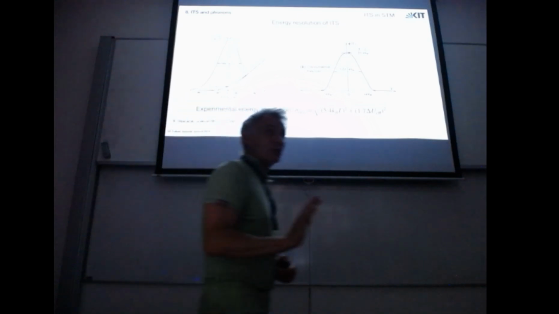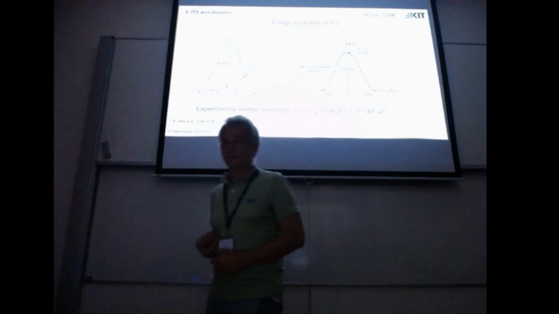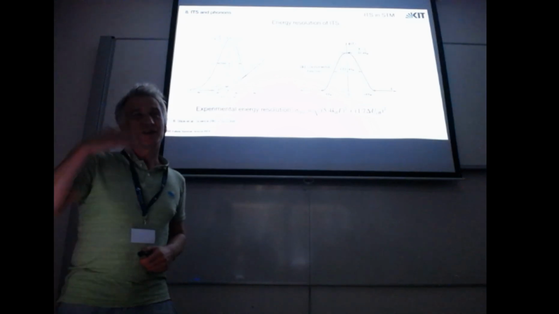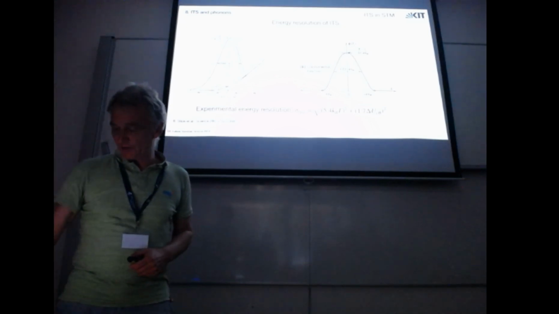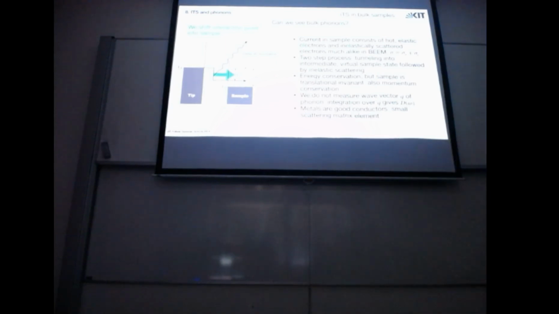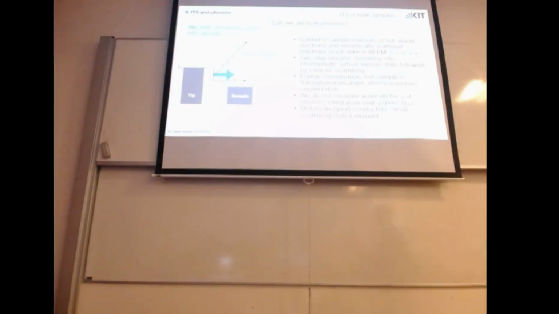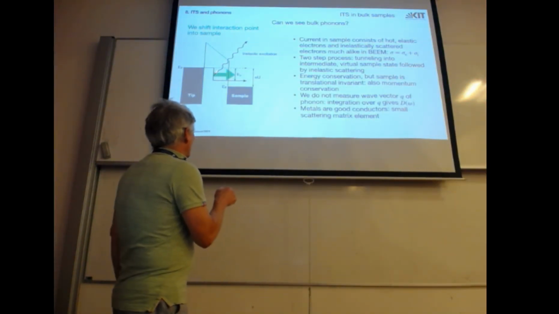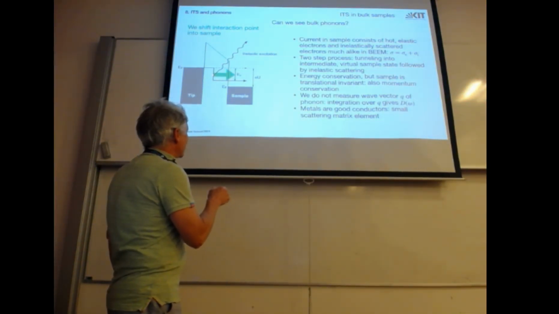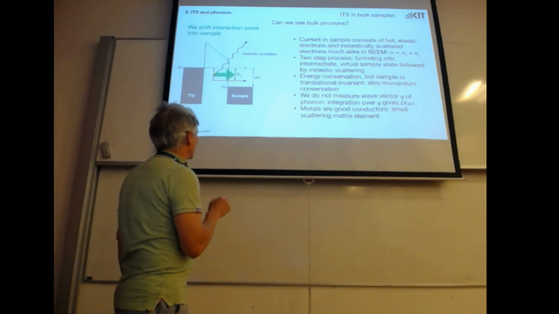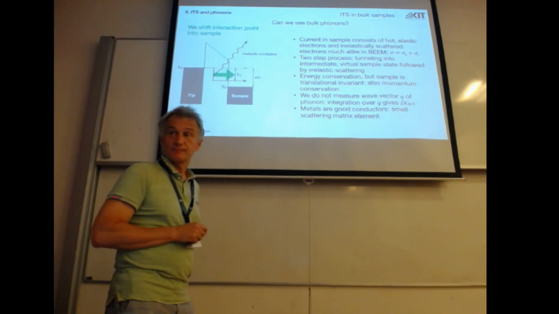So far so good, so we can see vibrons in molecules. This is of course a nice thing for chemistry, but we are more interested in solid state. Actually, I could switch on the light again. What happens if we move this interaction point of the hot electron from the barrier into the bulk?